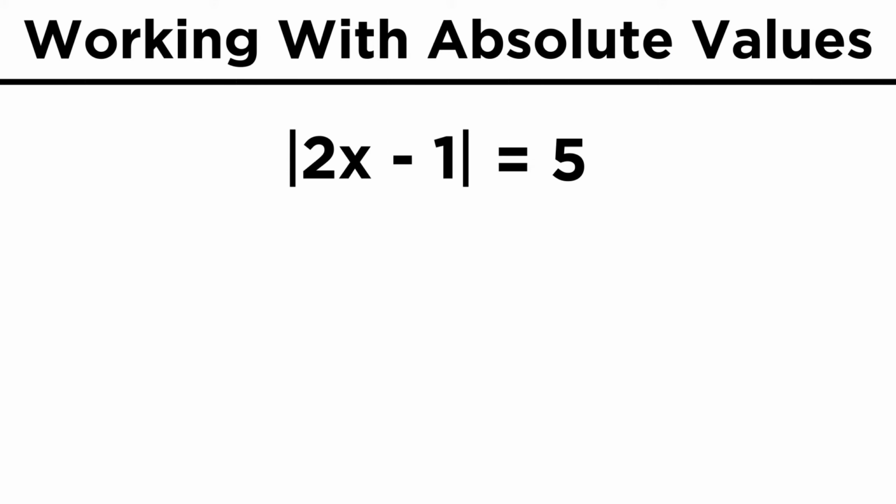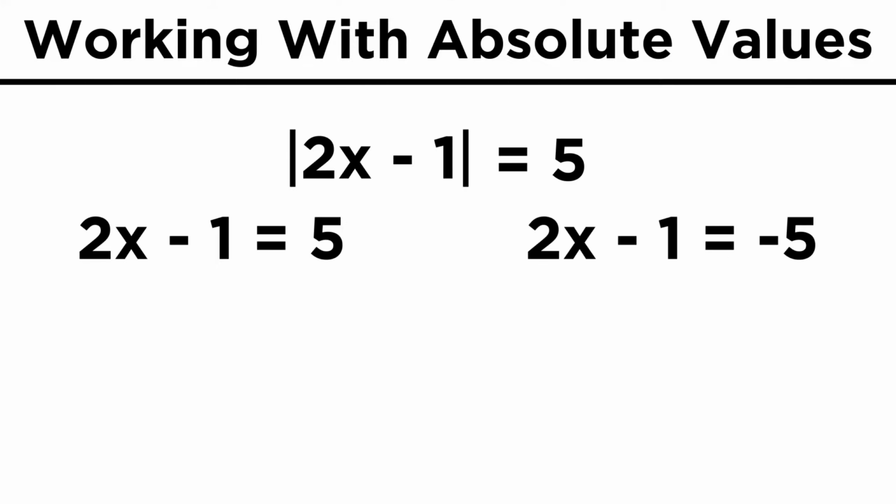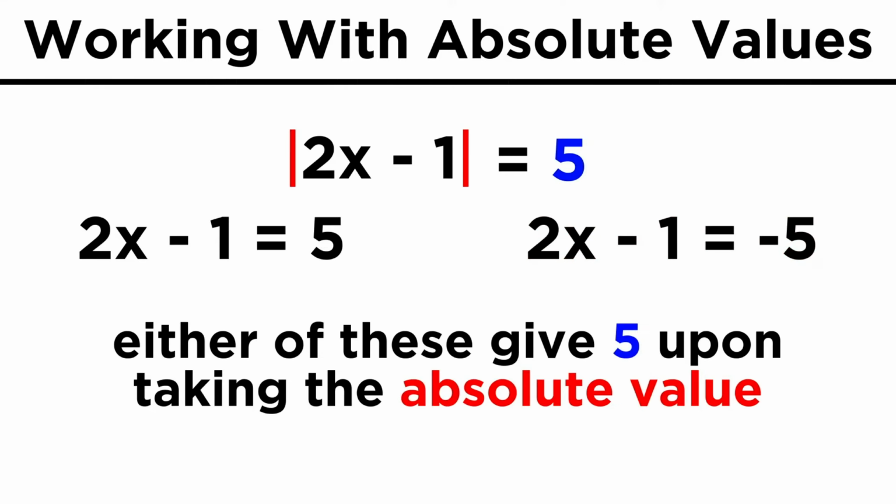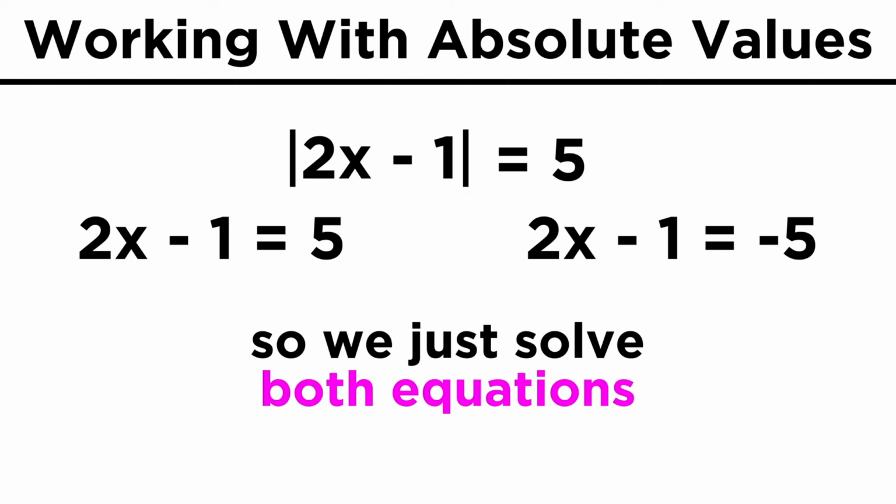If we try a trickier one, like the absolute value of 2x minus 1 equals 5, then again, we split this up into two equations. It could either be the case that 2x minus 1 equals 5, or 2x minus 1 could equal negative 5, because once we take the absolute value, we get 5 either way. That means we now have to solve both of these equations to get the two possible values of x.